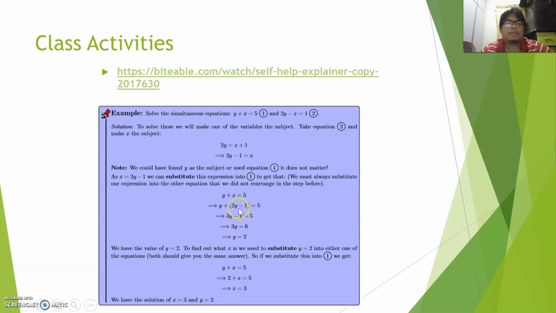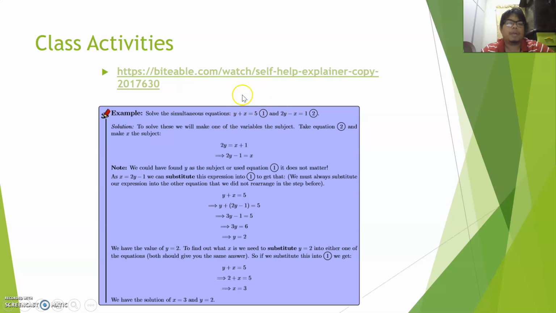We move the negative 1 to the right-hand side. From negative it becomes positive, so 5 plus 1 becomes 6. So we have 2y equal to 6, so now y equals 3. Now we already have the value of y. Next, we need to find the value of x. We can substitute the value of y into any equation that we want, either 1 or 2, it is up to you.